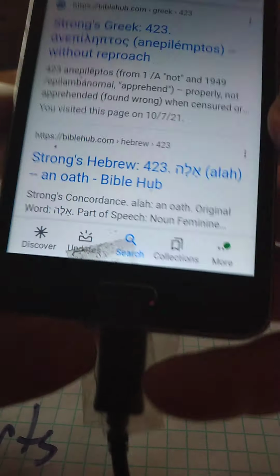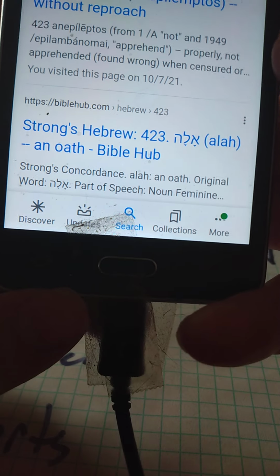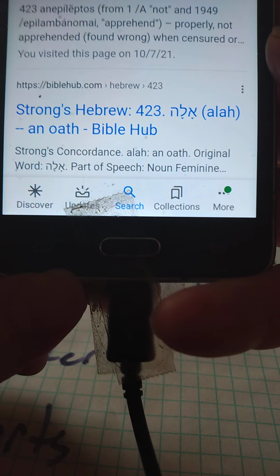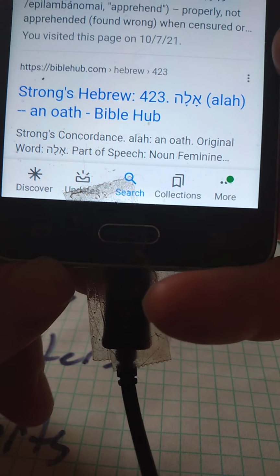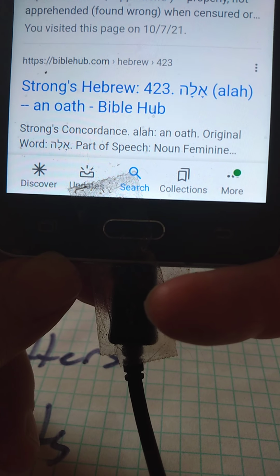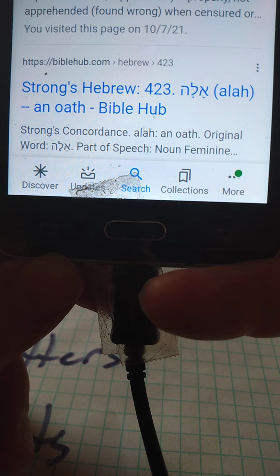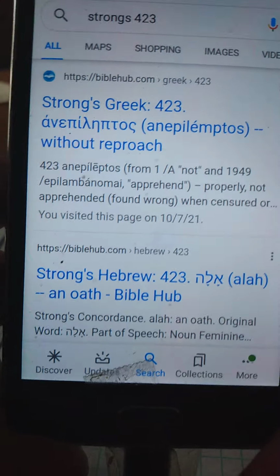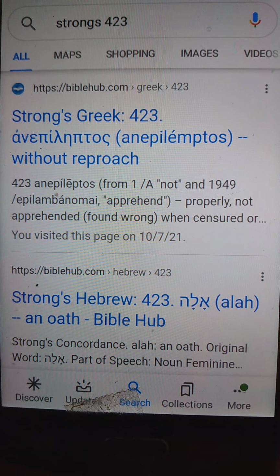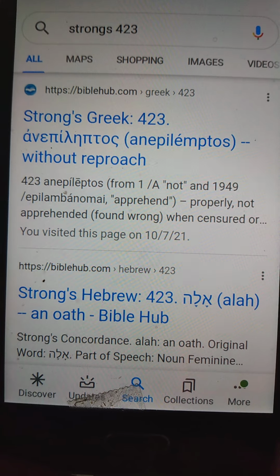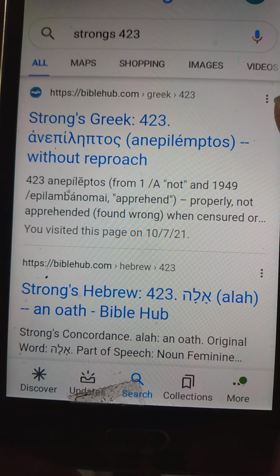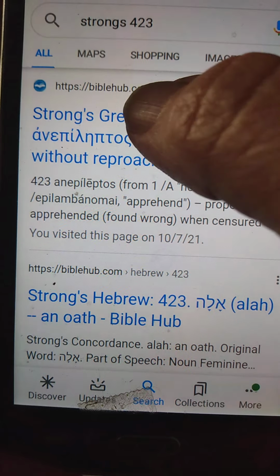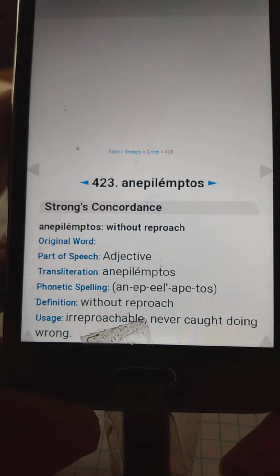One thing is kind of bad though, because Hebrew Strong's 423 is an oath, and we know we shouldn't take oaths. We're not supposed to take oaths, right, people? So Strong's Hebrew 423 is an oath. But this is interesting. Strong's Greek, Hebrew old, Greek new. Strong's Greek 423 means without reproach. Let's look at 423, because I find this very interesting, what Father leads me to.